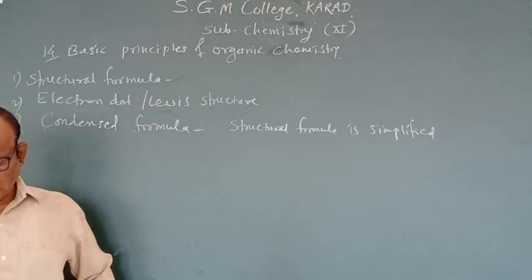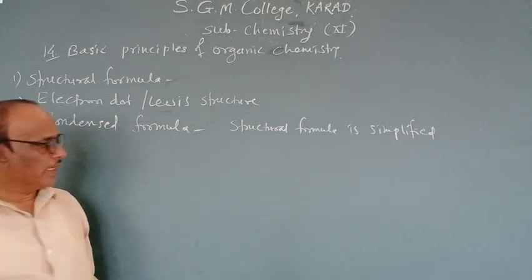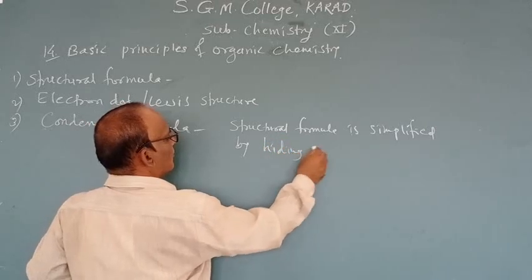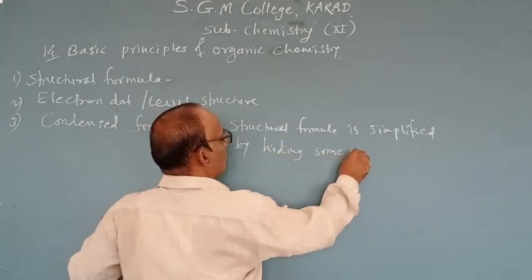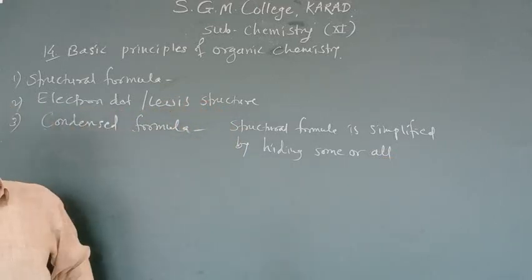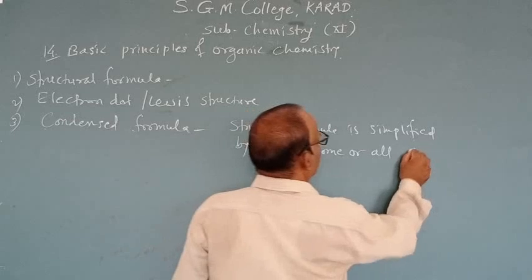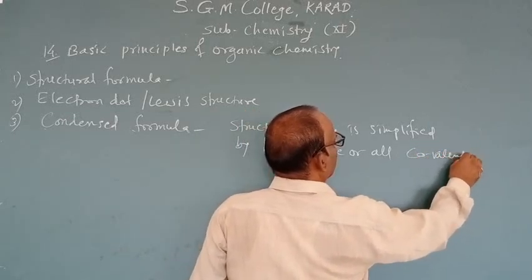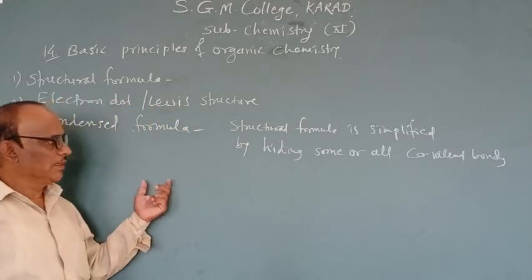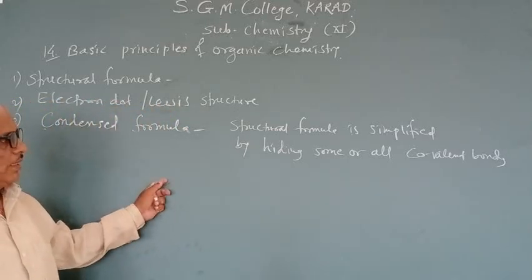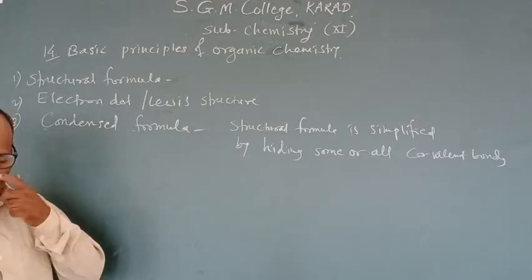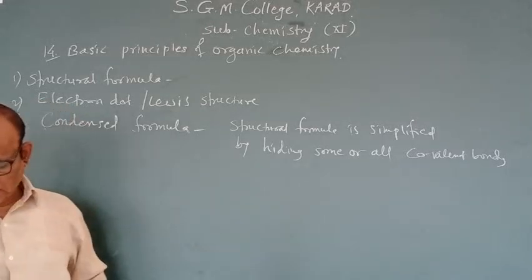The structural formula is simplified by hiding some or all covalent bonds. Some or all covalent bonds. Means in a condensed formula there are no covalent bonds written. So this type of formula is called a condensed formula.